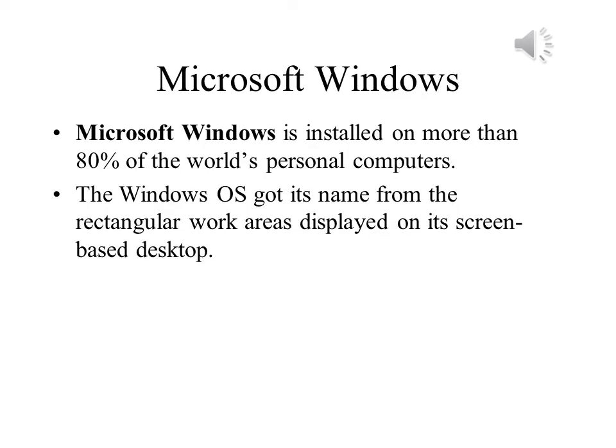Let's take a look at some of the popular operating systems currently on our devices. Microsoft Windows is hugely popular, installed on 80% of personal computers. The early versions were only graphical user interfaces and were not operating systems in any meaningful way. Version 3 incorporated many operating system features, including the ability of computers to multitask. The name comes from the rectangular work area that is displayed on the screen.